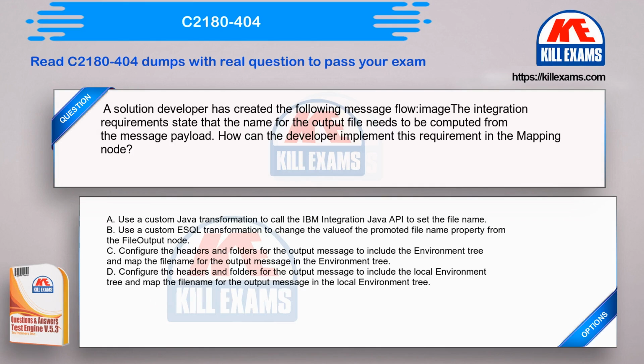A solution developer has created the following message flow image. The integration requirements state that the name for the output file needs to be computed from the message payload. How can the developer implement this requirement in the mapping node?